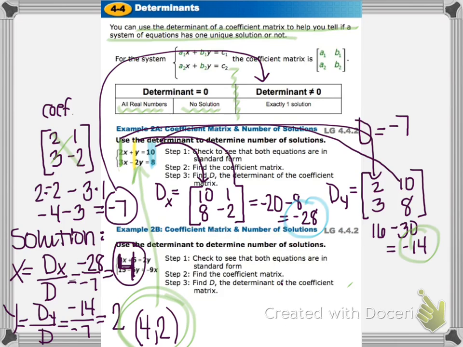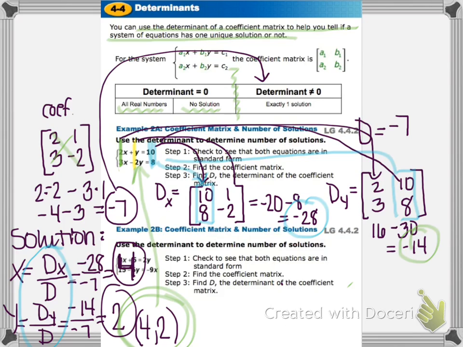And I was able to do that by finding the original determinant, which I call d, finding the determinant of x, which is where I replace that x column. In fact, I'll highlight that. What I did was I just replaced the x column right here with those constant terms, but kept the y column the same. And then I did that exact same thing over here when I wanted to find the determinant of y, and I just replaced the y column with those two constant terms. And then finally did these two calculations, and they gave me the solution to that system.